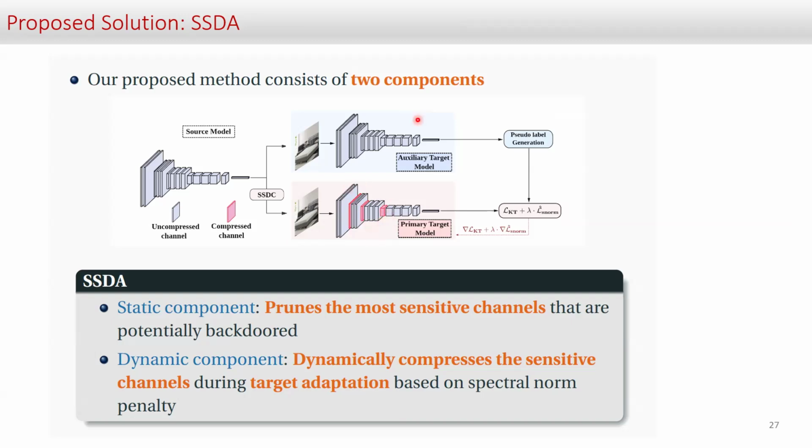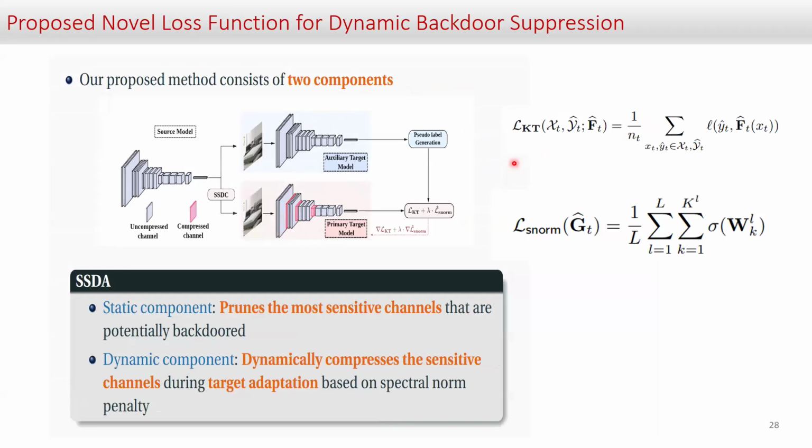That's why we propose to keep an auxiliary target model as a backup. The job of this target model would be to generate accurate pseudo-labels, because this pruned model cannot generate accurate pseudo-labels for our training. So the purpose of this auxiliary model is to support the training of the compressed model through generating accurate pseudo-labels. The second component is dynamic backdoor suppression.